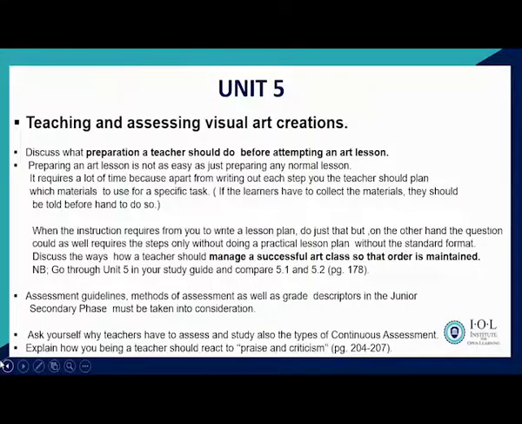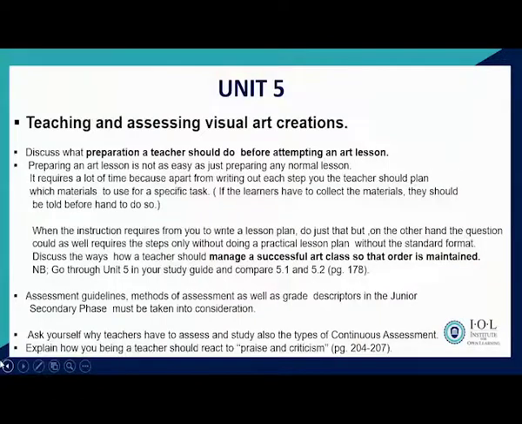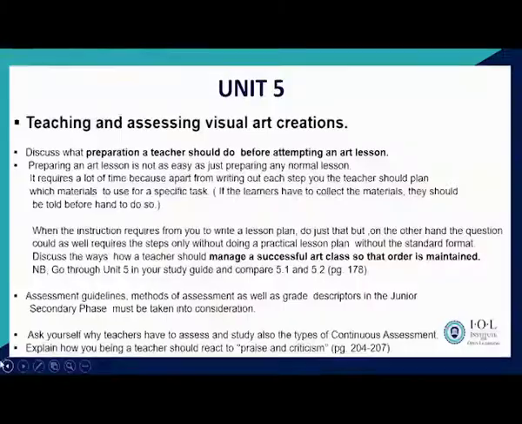What about if you have to discuss the ways how a teacher should manage a successful art class so that order is maintained? So many times we do not really reach our objectives. Everything is planned accordingly. The learners are on time, teachers are on time, but is the learner, in the end, you assess or you evaluate yourself. Was I really successful? Or did I really manage these learners the way it's supposed to be? They say how to manage a successful art class so that order is maintained.